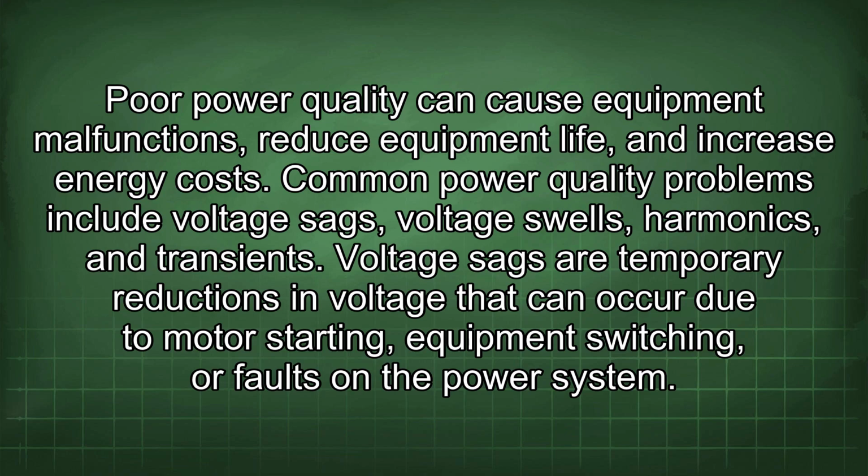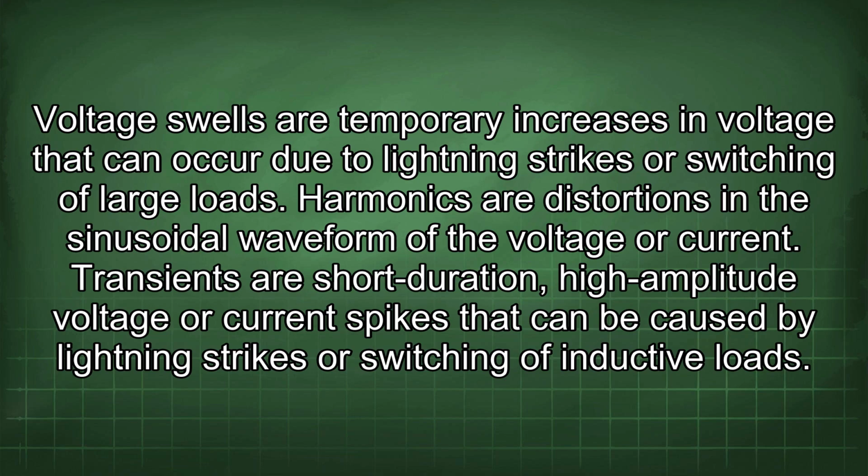Voltage sags are temporary reductions in voltage that can occur due to motor starting, equipment switching, or faults in the power system. Voltage swells are temporary increases in voltage that can occur due to lightning strikes or switching of large loads. Harmonics are distortions in the sinusoidal waveform of the voltage or current. Transients are short-duration, high-amplitude voltage or current spikes that can be caused by lightning strikes or switching of inductive loads.